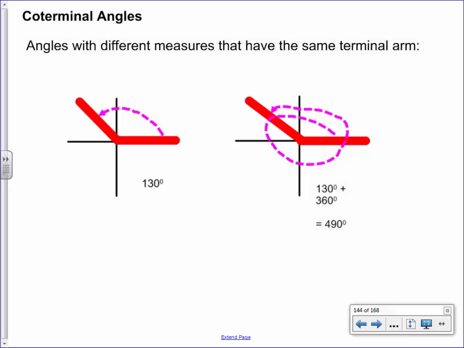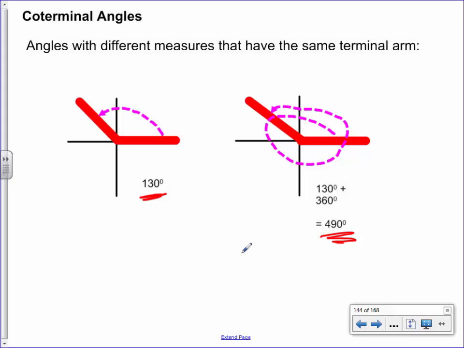So if you look at my picture up on the board here, here's an angle that's 130. If I was like a snowboarder or a skier and I did a full rotation and then did 130 more, these two angles are considered to be coterminal to each other because they both have the same angle in between, just one of them went around the circle once more. That's all. Does that make sense?